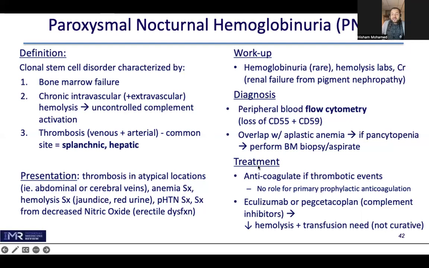And the therapy here is to anticoagulate if there are thrombosis events. There is no role for primary prophylactic anticoagulation, just when there are thrombosis events, like I have here with DVT. And the main therapy is complement inhibitors, because we have very active complement 5, like ocrelizumab, which decrease hemolysis, and maybe the patient needs transfusion, if symptomatic. If the hemoglobin is below 70, you can go for blood transfusion.